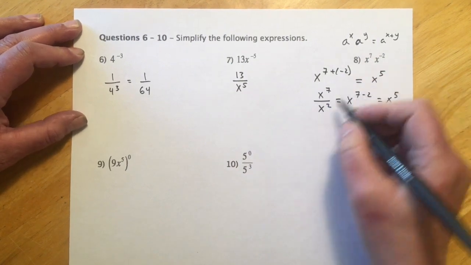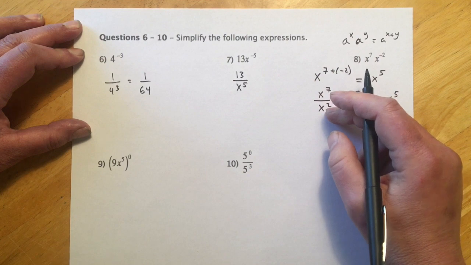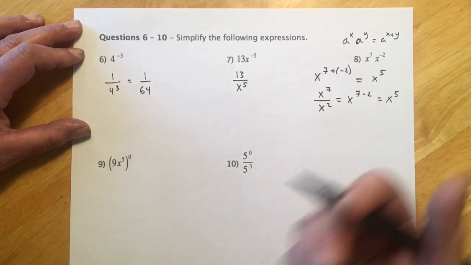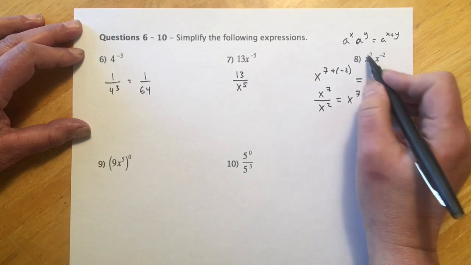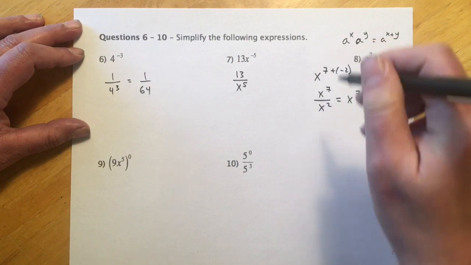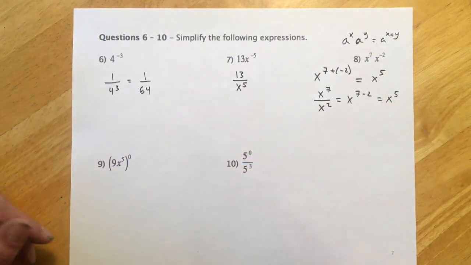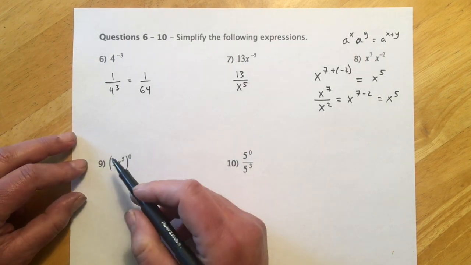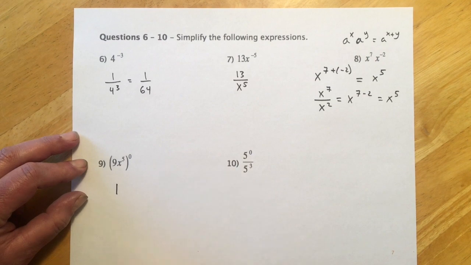From here, I could also think of it as having 7 x's up top, 2 down below, canceling 2 of them out, and that would leave me 5 up top. That's actually kind of how I tend to think of these, although presented this way, I think I would just add them and get that. So that's kind of what I was saying at the start. There's a lot of right ways to do these, and whichever way you see that makes sense is a good one. For number 9, anything to the 0 is just a big old 1.